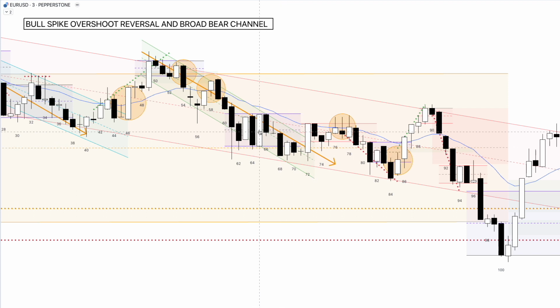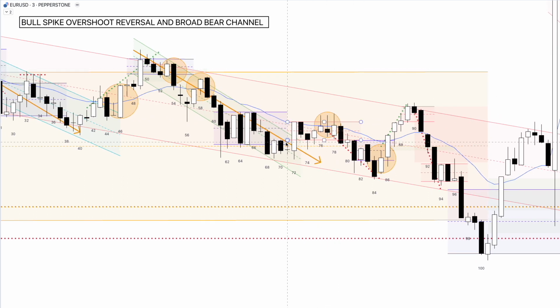So yeah, we've got all that there, and then it sort of gives a 2-legged pullback, and we end up testing the low of this channel. So you do get that 2-legged correction, first entry, then you get the first entry short pullback, you get the second triple test there. I should really probably start drawing those sort of lines on there, but you might go short on this one here, but it doesn't tick higher.